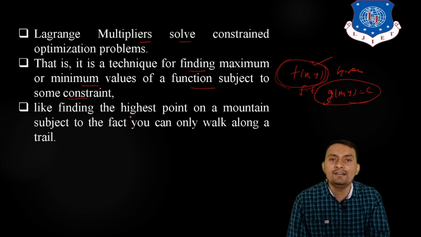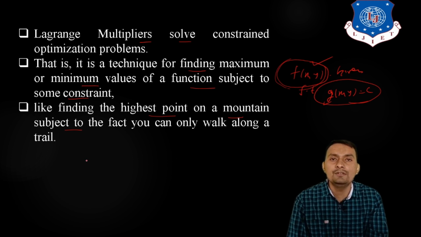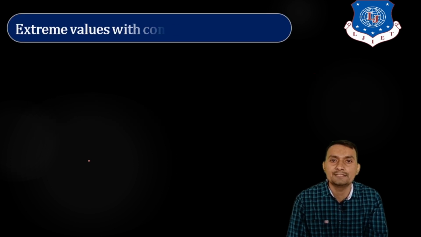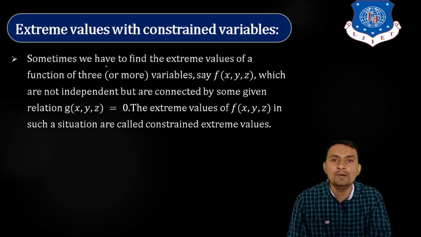So like finding the highest point, or in other words you can understand it like finding the highest point on the mountain subject to the condition that you can only walk along the trail. That is a real life problem, and that type of problem you will be able to solve using this Lagrange multiplier method. So let us understand extreme value of the constrained variable.